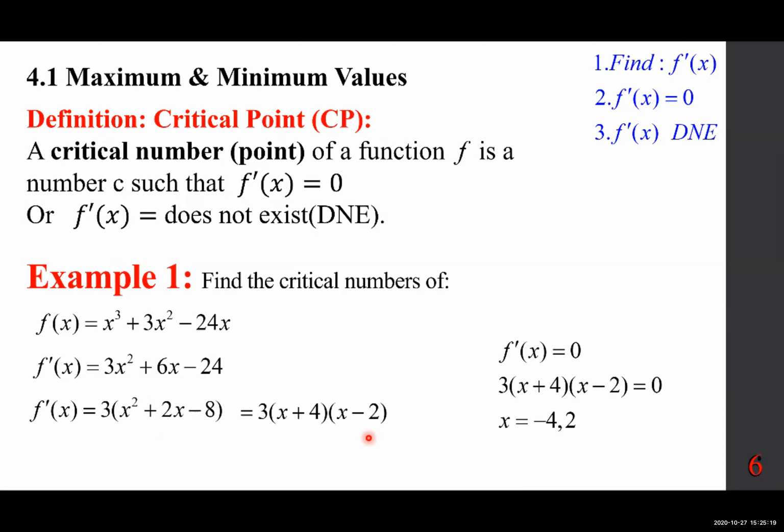Now, this last part says where f prime doesn't exist. f prime is a polynomial of degree 2, or a quadratic function. Therefore, it exists everywhere, so you don't have to worry about that. But there are functions where that matters, and we'll see this coming up.